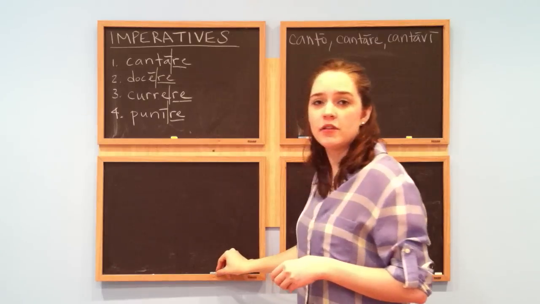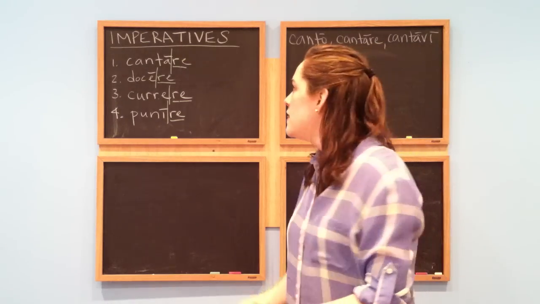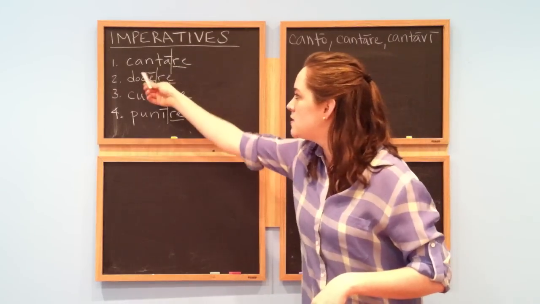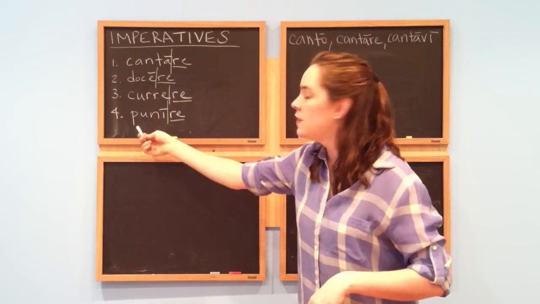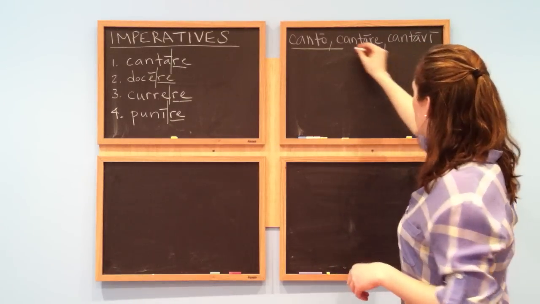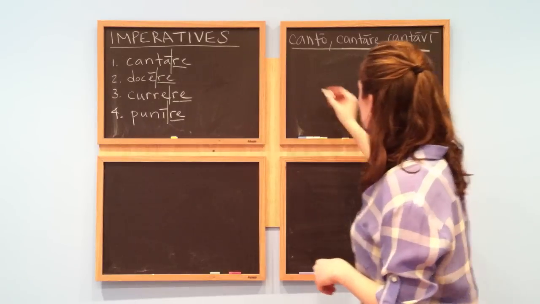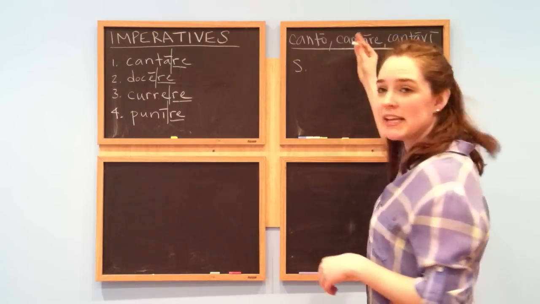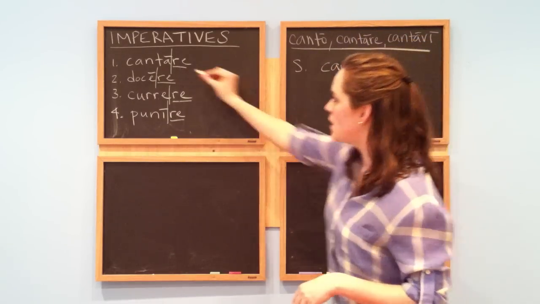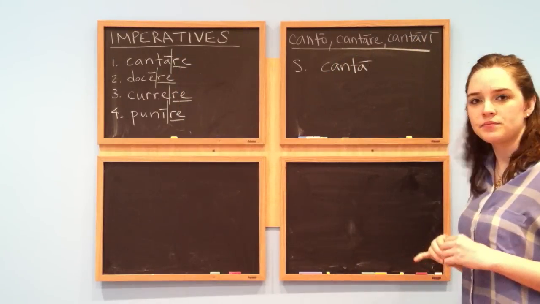Now the imperative in the singular form, if I'm saying to one person, you do this, that's very easy. The imperative in the singular form is just simply the stem of the verb, the present imperative. So if we're doing a first conjugation verb like canto, and I'm saying singular, you sing, it would just be canta. I took this stem from here, canta, dropped the re, and I've got you sing.